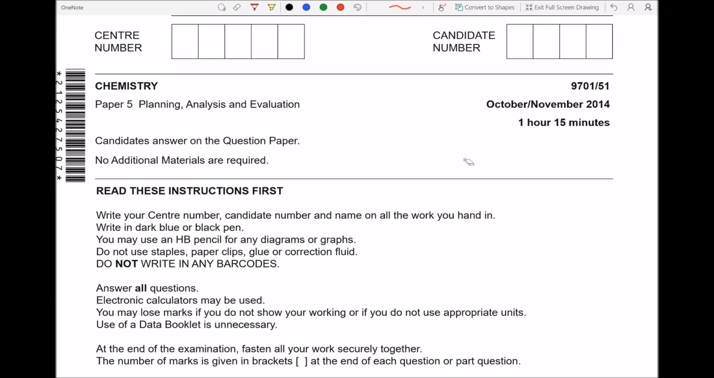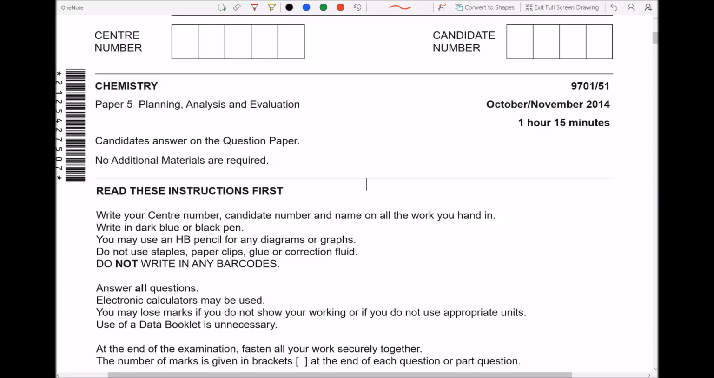This is paper 5, so this is the one that's all on planning, analysis and evaluation, the practical technique side. For your information, this paper is 9701/51, so that's it there. This is the paper that we're going to do, the October-November 2014 paper.